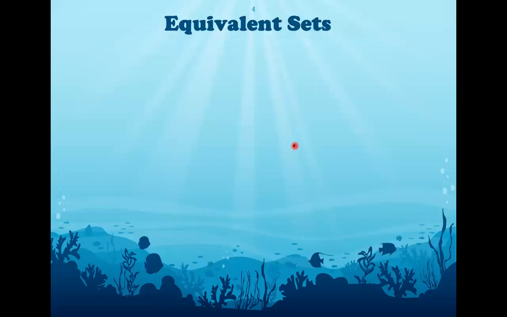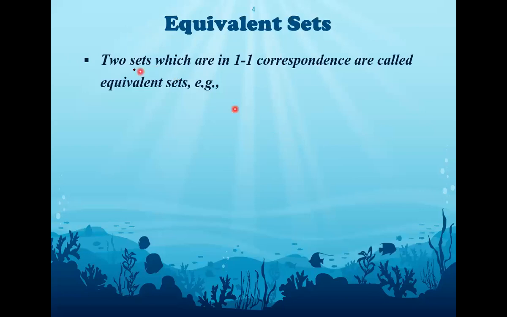Next is equivalent sets. Now there is a difference between equality of sets that we did yesterday and equivalent sets. Now what are equivalent sets? Again, you have two sets which are in one to one correspondence, meaning you can establish a one to one correspondence. Those sets are called equivalent sets. Keep it in your mind. In equivalent sets, the type of elements may be different, but in equality of sets, the type of the elements and the number of elements should be equal.